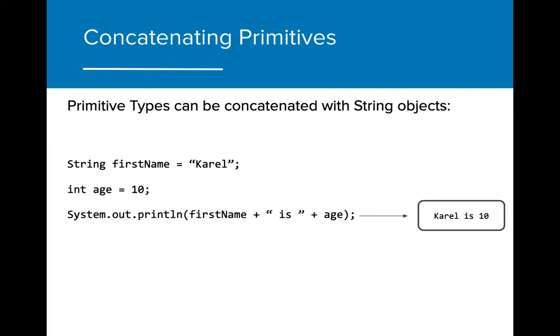We can also concatenate primitive values with string objects. When a primitive value is concatenated with a string object, the program automatically converts the primitive value to a string object so that it can be used in the program. This is called implicit conversion.